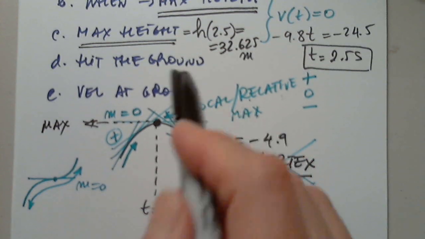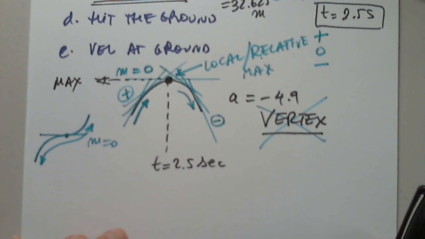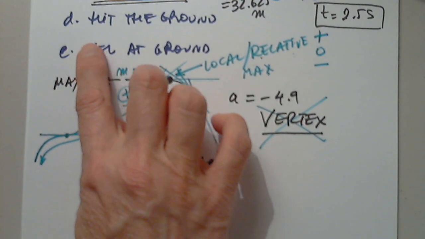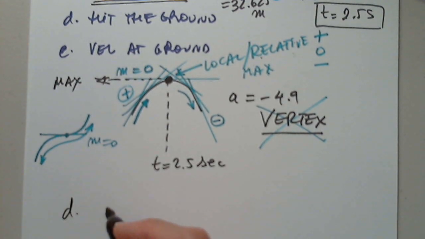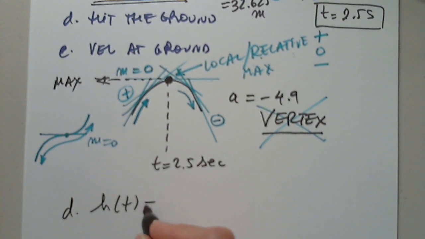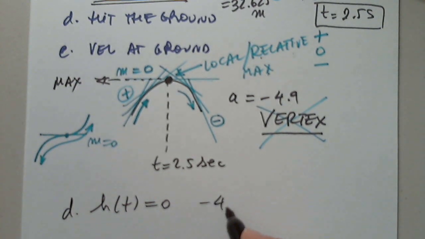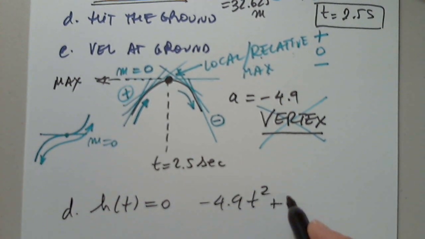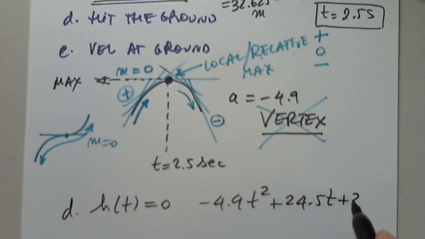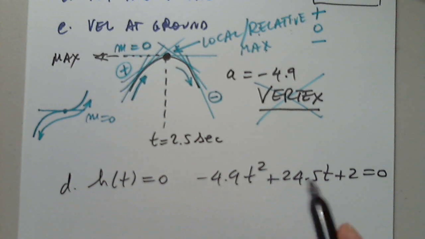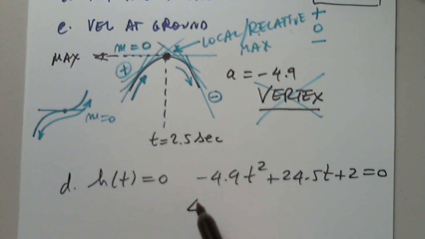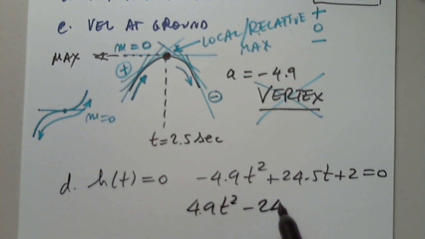When does it hit the ground? What does that mean? When something hits the ground, the height is 0. Hit the ground means h of t equals 0. So I have negative 4.9 t squared plus 24.5 t plus 2 equals 0. At least I will eliminate the negative leading coefficient that I'm always allergic to.